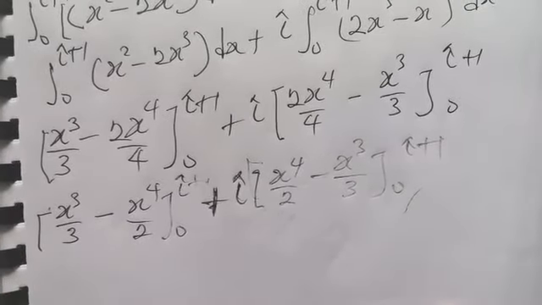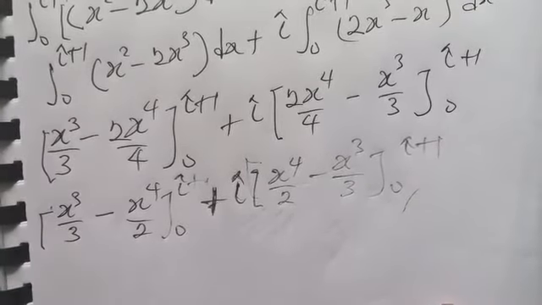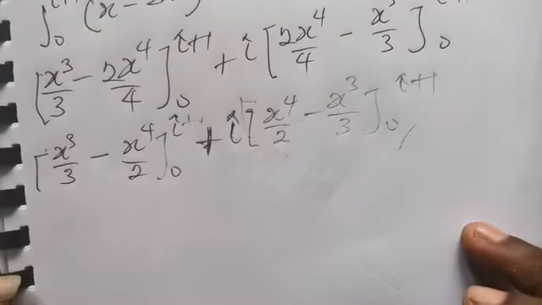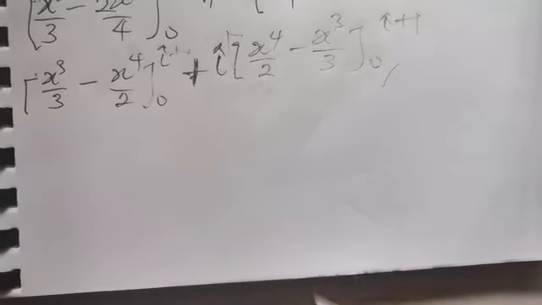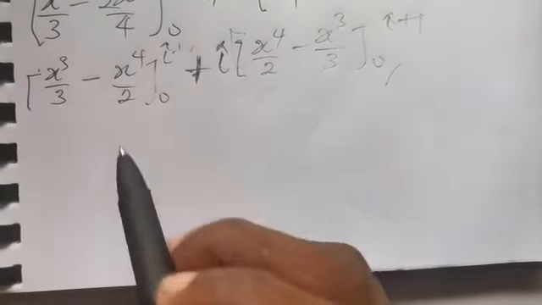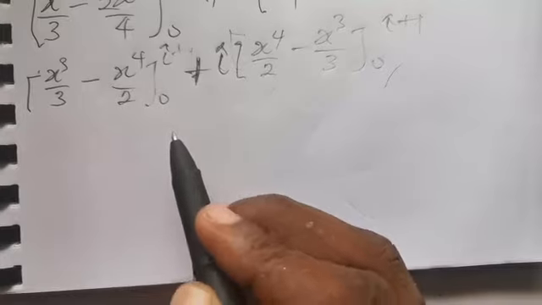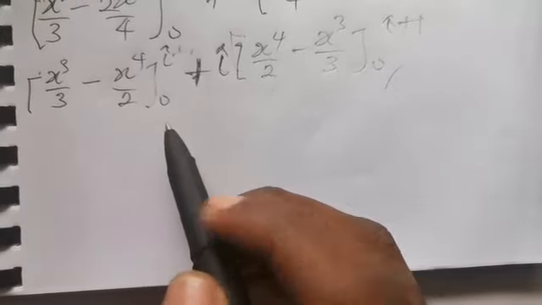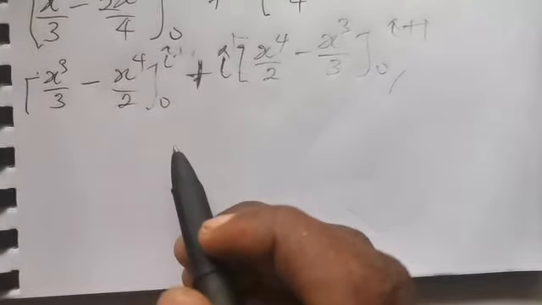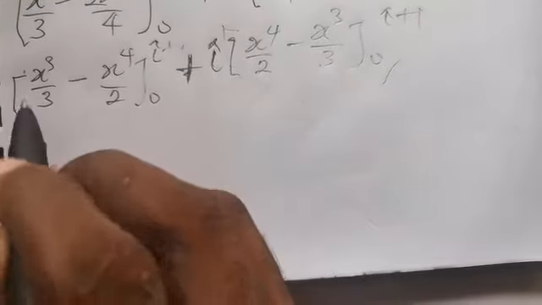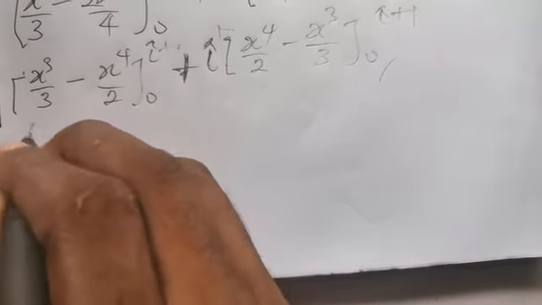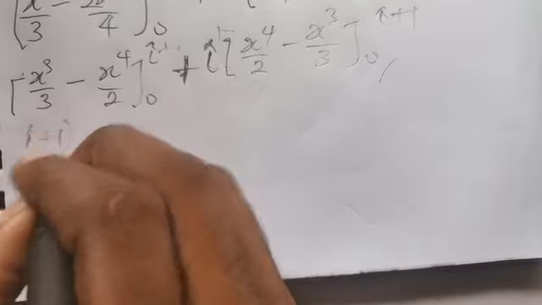So we now put in our limits, upper limit minus lower limit. It's supposed to be upper limit minus lower limit, but remember that the lower limit is 0. So if we put in the value of 0, it still remains 0. So we can only use the upper limit to save time. So x to the power of 3 simply becomes the upper limit, which is i plus 1 to the power of 3.